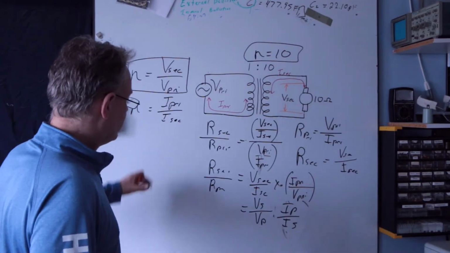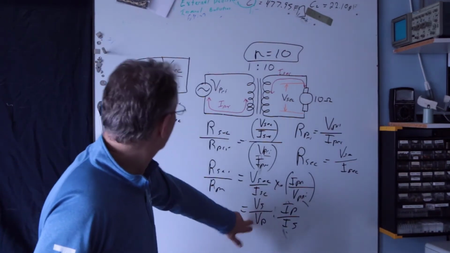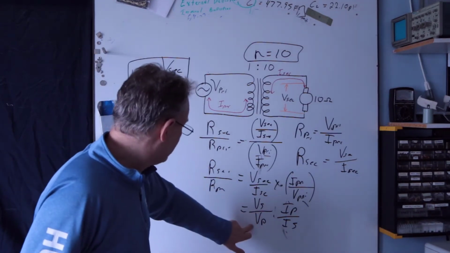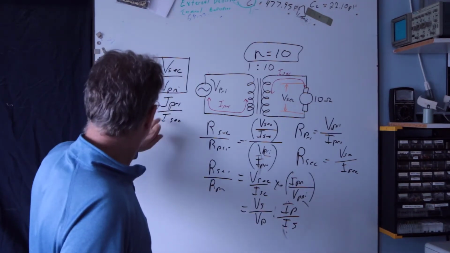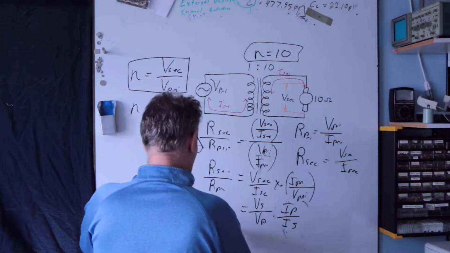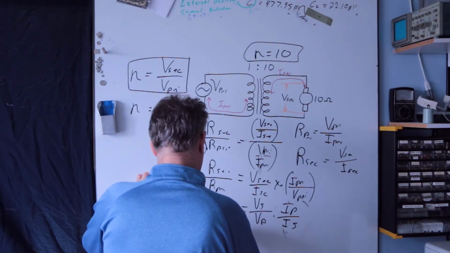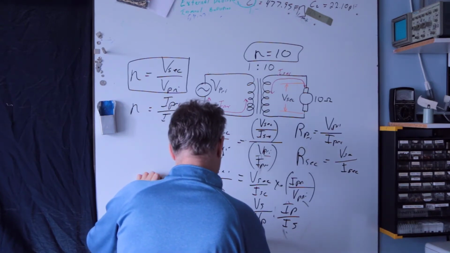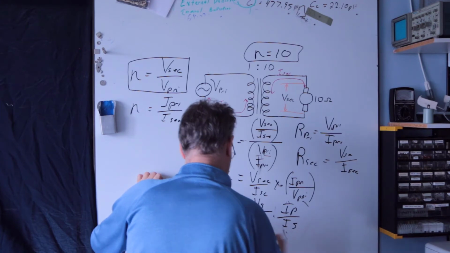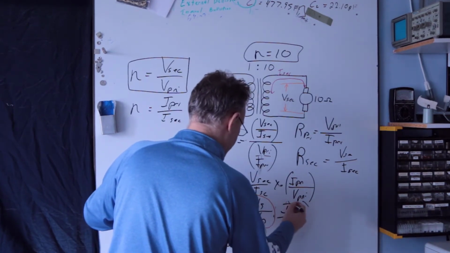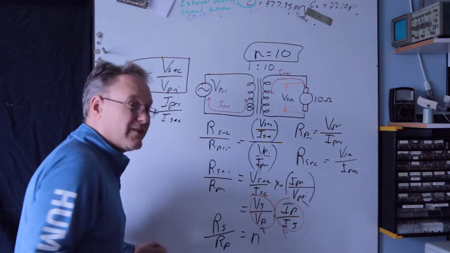Okay, so what does that mean? V secondary over V primary equals N. Oh, that equals N. Okay, wait a second. I primary over I secondary. Oh, it's N times N. Yeah, N squared. I can say R secondary over R primary equals N squared. Because we know this is N, and we know that's N, so N times N is N squared.